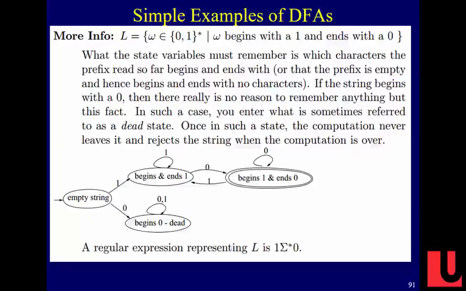If I get a 1, then I know it begins with the 1, and it ends with the 1. Right? And then if I come over, if I get a 0, well, it begins with a 1 and it ends with a 0. If I get another 0, it still begins with a 1 and ends with a 0. Right? But if I'm here and I get a 1, then I begin with a 1 and I end with a 1. Right? And if I get another 1, it still begins with a 1 and ends with a 1.